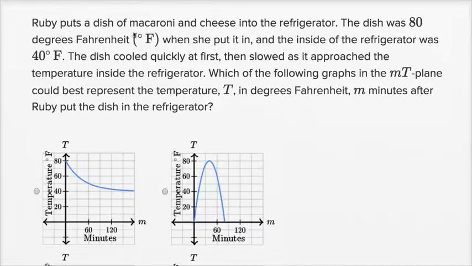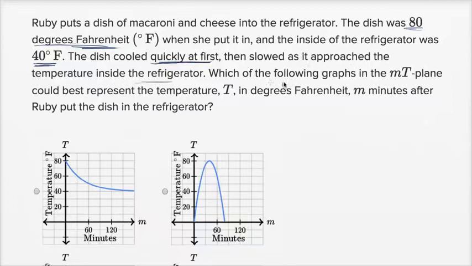Ruby puts a dish of macaroni and cheese into the refrigerator. The dish was 80 degrees Fahrenheit when she put it in, and the inside of the refrigerator was 40 degrees Fahrenheit. The dish cooled quickly at first, then slowed as it approached the temperature inside the refrigerator.